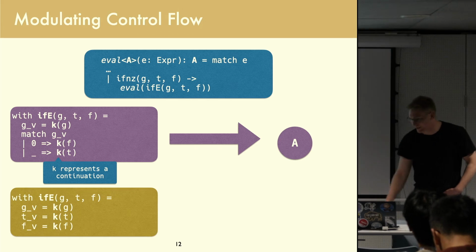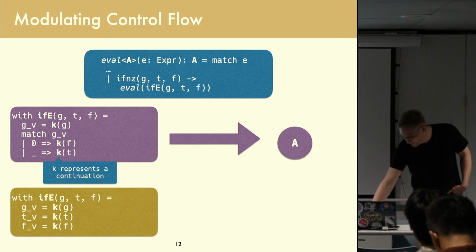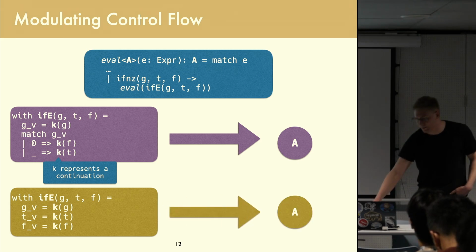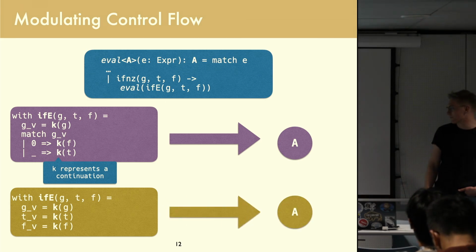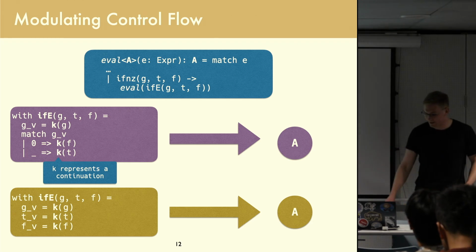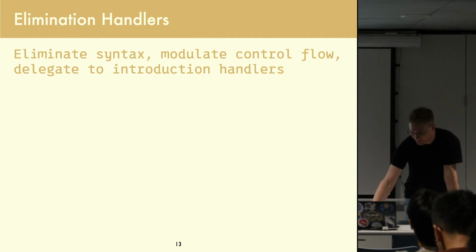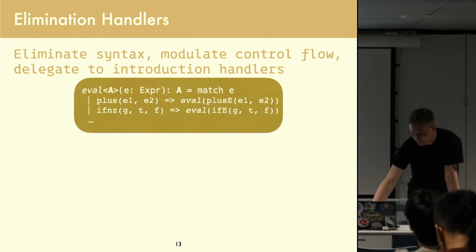But if we want something that evaluates each branch of the if expression, we can use multiple continuations to evaluate the guard, the true branch, and the false branch. And the last step missing here is we need to decide how to join these values to get into our abstract domain A. So these elimination handlers eliminate syntax and modulate control flow.